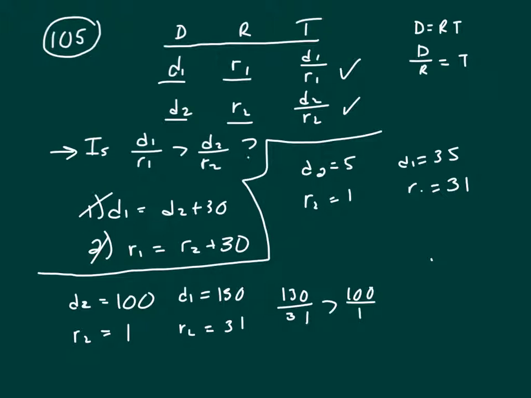So set up your fractions. D1 over R1, that's 35 over 31. That's a little more than 1. Is that greater than 5 over 1? No. So this answer is going to be E, nothing works.